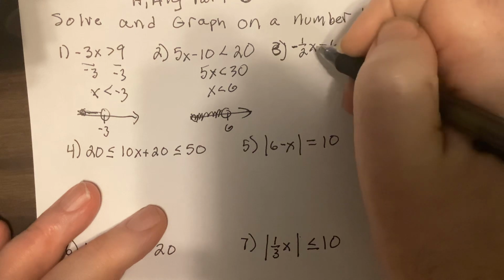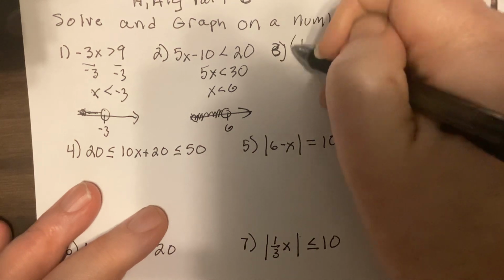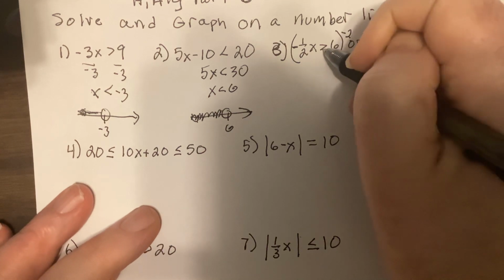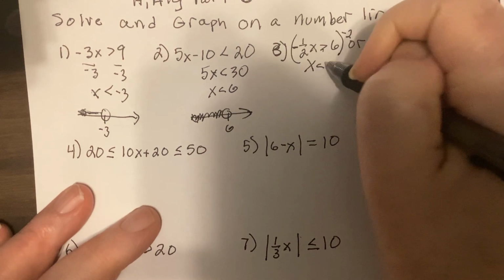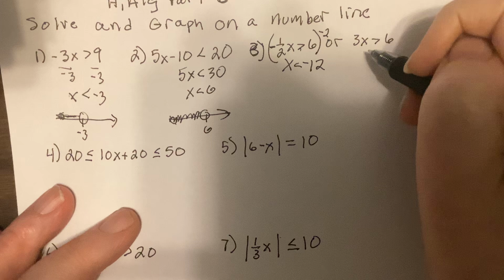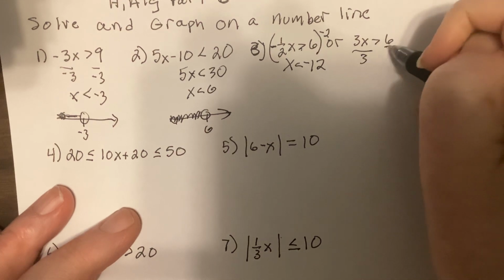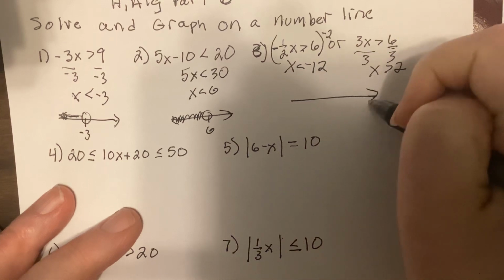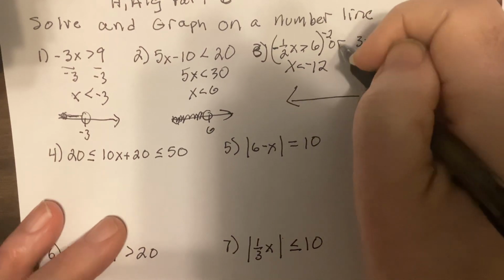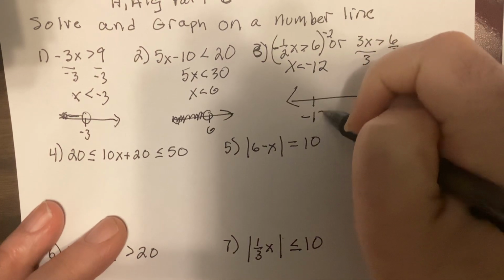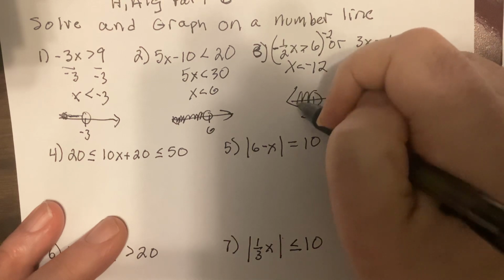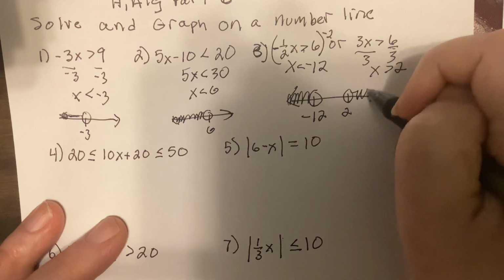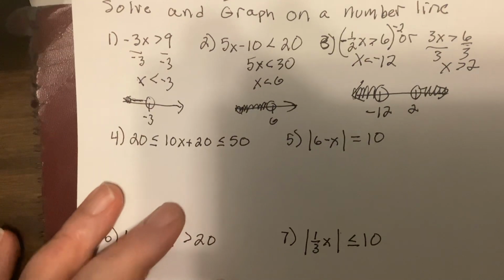So this one, I'm going to multiply both sides by -2, the reciprocal, and switch that inequality. And here I'm going to divide by 3. So x is greater than 2. So remember, an OR is wherever there's shading. If this would have been an AND, it would have been no reals. But since it's an OR, it's that.